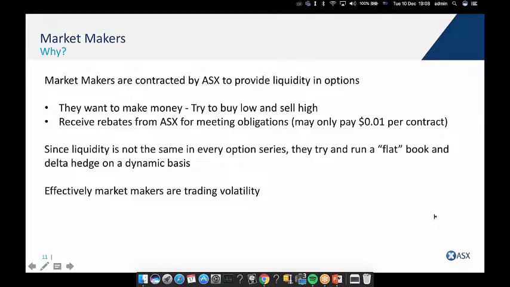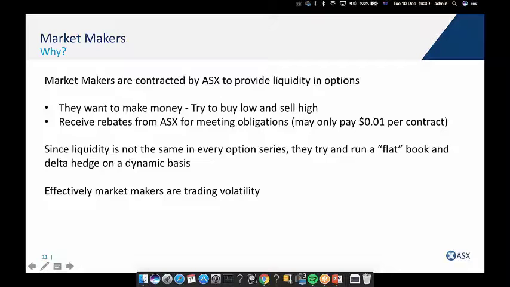But what helps them in making money is that the fees ASX charges market makers are much lower than the fees that we charge normal traders in the marketplace. For a single stock option, for instance, ASX charges 13 cents per contract for trading in those options, whereas market makers pay as little as 1 cent per contract.